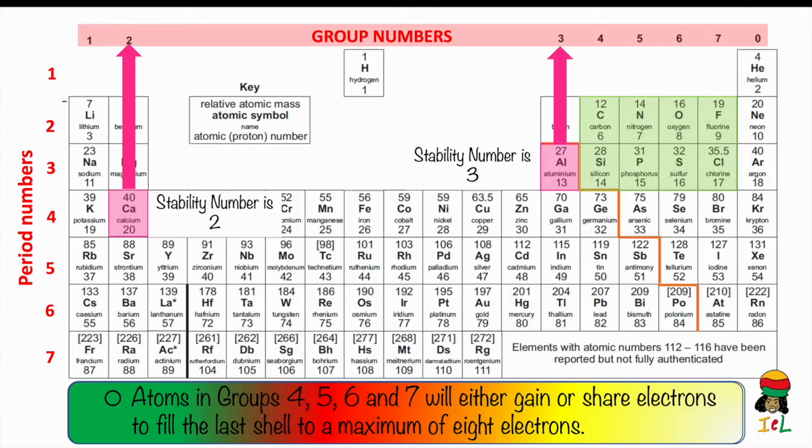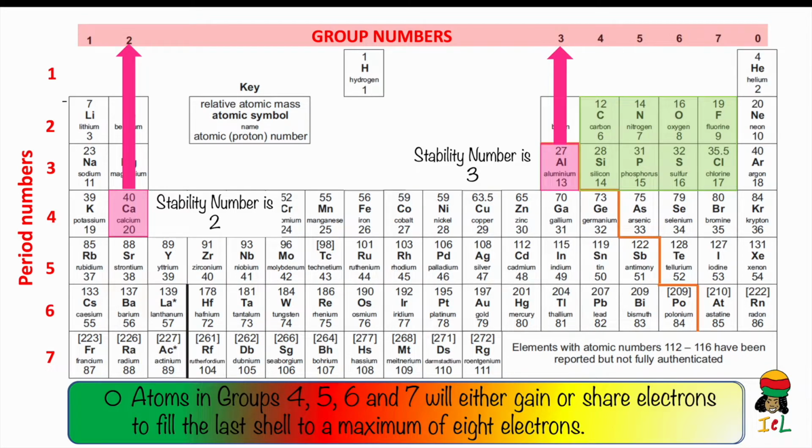Next, we move on to groups 4, 5, 6, and 7 with a particular focus on the atoms blocked out in green. Now, atoms in groups 4, 5, 6, and 7 will either gain or share electrons to fill the last shell to the maximum of 8 electrons. Notice we have not included group 0 because those atoms are already stable. They already have a stable electron configuration.